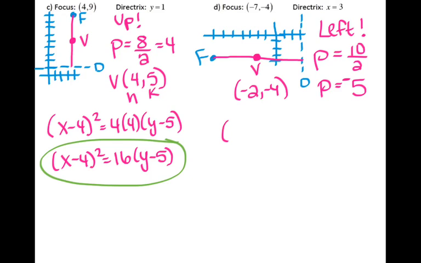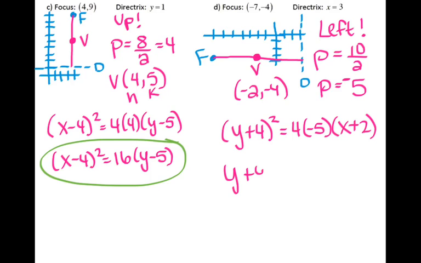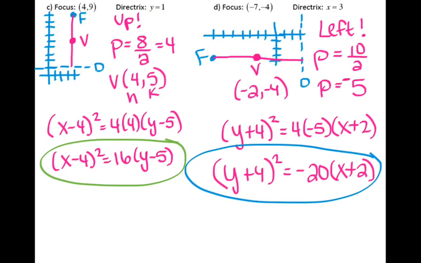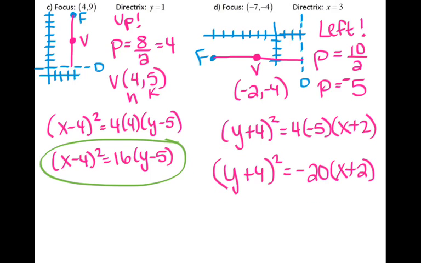So it's opening to the left, so I have y minus k squared equals 4p, and then x minus h. So y plus 4 quantity squared equals -20, and x plus 2. Alright, so that's writing equations for parabolas.